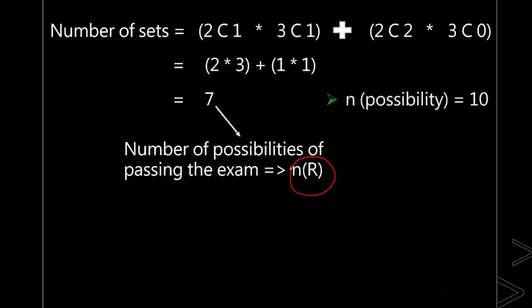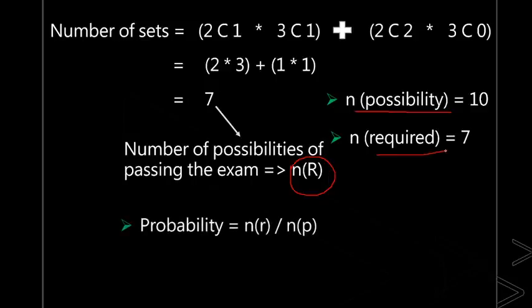Okay. So what do we know already? We have calculated that n of possibility is equal to 10. Yes. Number of ways of arranging the questions is 10. We know that. Number of ways of passing the exam is 7. We have calculated that. N of required is 7. So how will you calculate the probability now? N of R divided by N of P, which is 7 by 10. We get the same answer here, right?